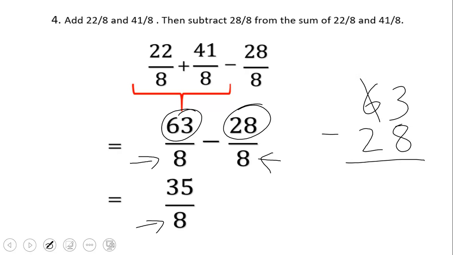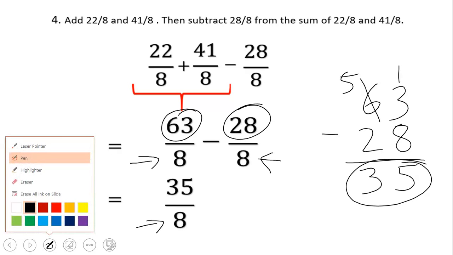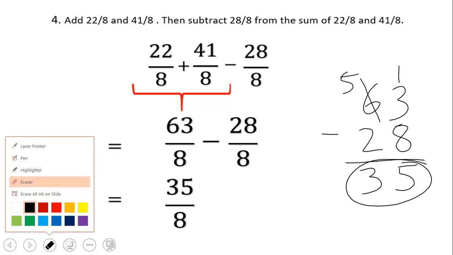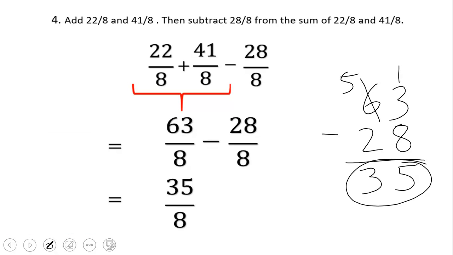We take 1 from the 6, that leaves us with 5, and we put 1 on top, so that's 13 minus 8. 8, 9, 10, 11, 12, 13, so that's 5. And we say 5 minus 2. 5 minus 2 is indeed 3. So the answer is 35. So the result of subtracting 28 over 8 from 63 over 8 is indeed 35 over 8.